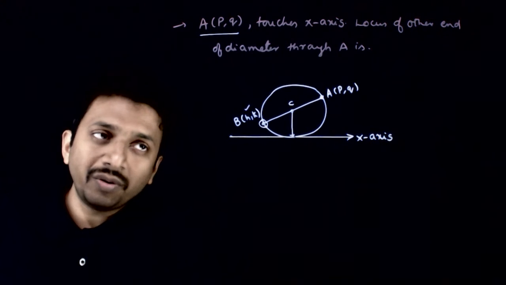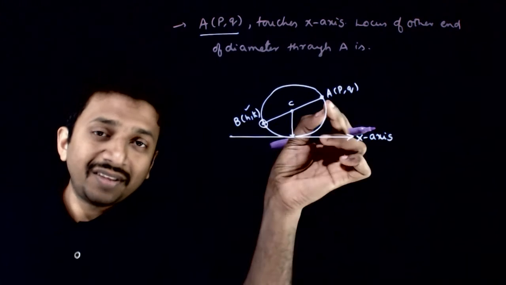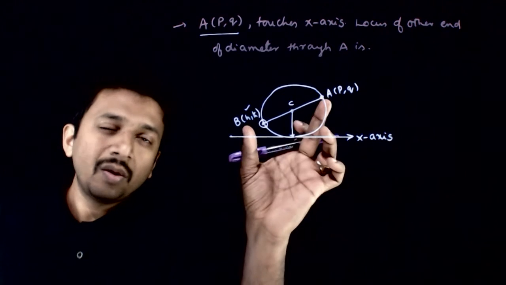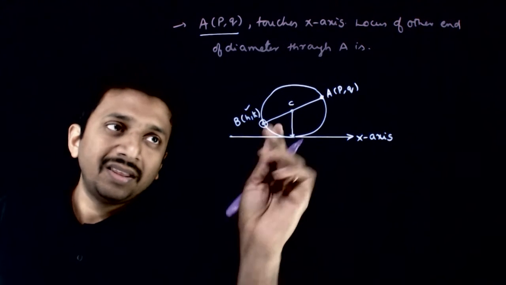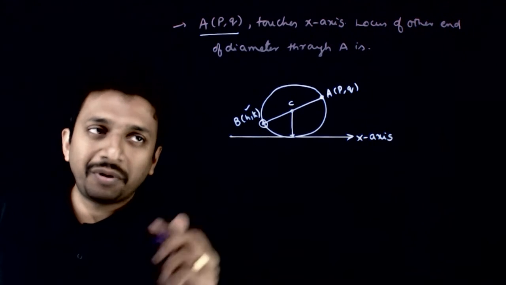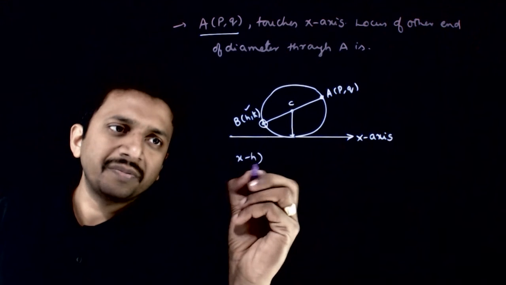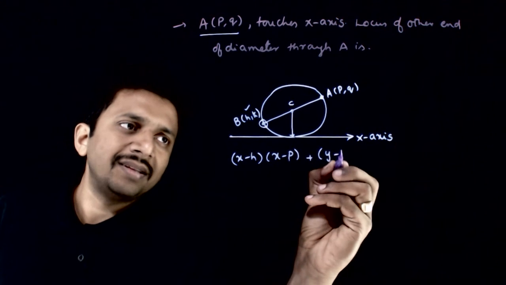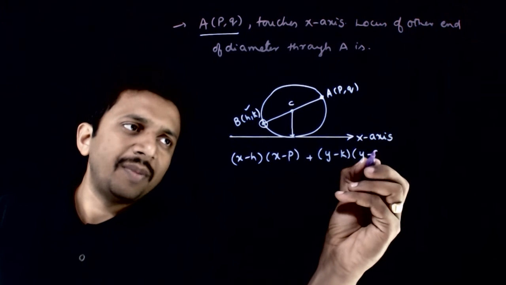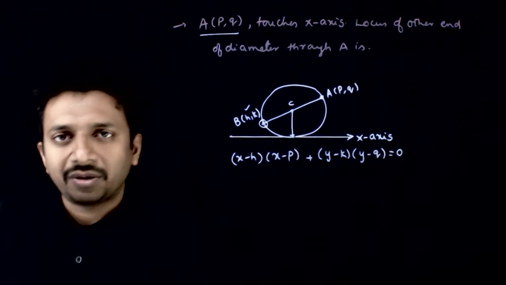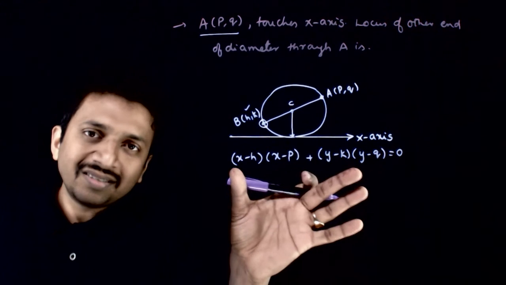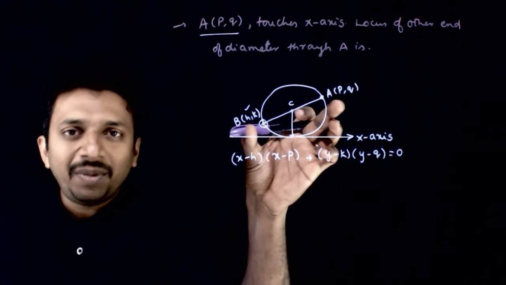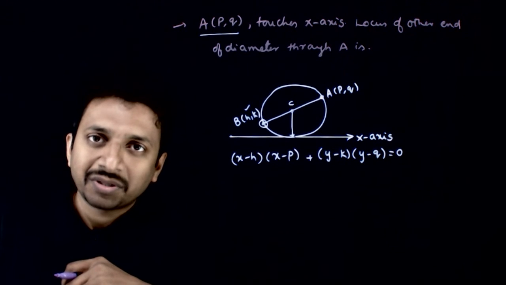To do that, what we do is, if the other end of the diameter through P is (h, k), what is the equation of this circle? The equation of this circle in diametric form is (x minus h)(x minus p) plus (y minus k)(y minus q) is equal to 0. This is the equation of the circle with P and (h, k) as diametrically opposite endpoints.